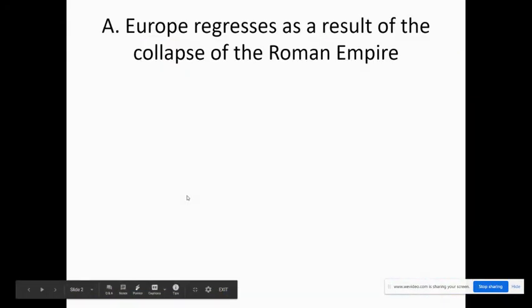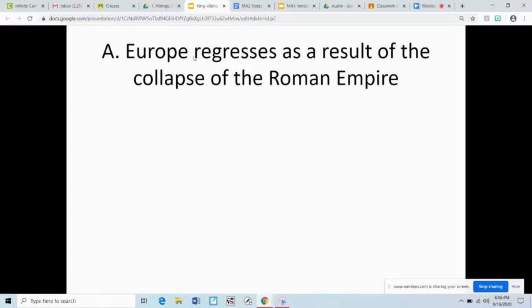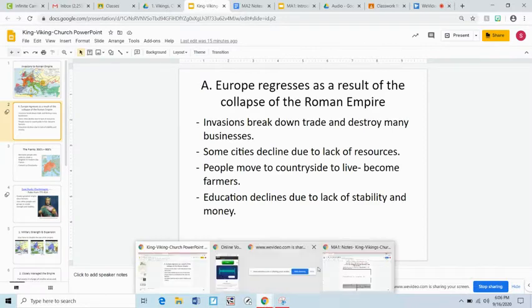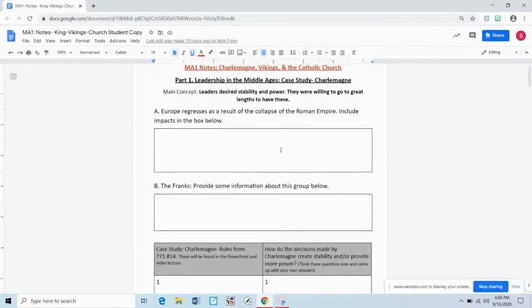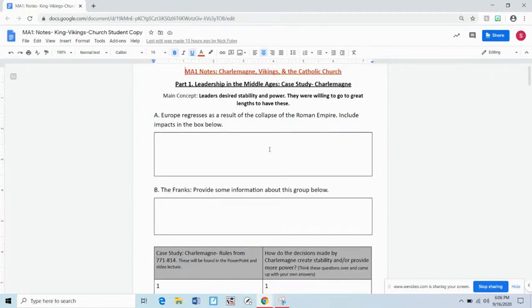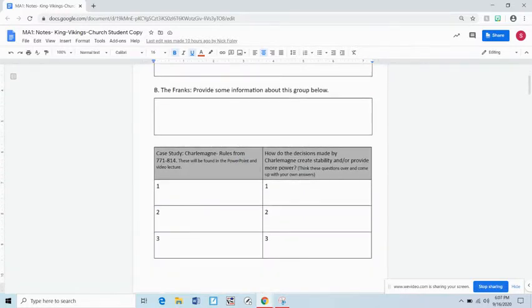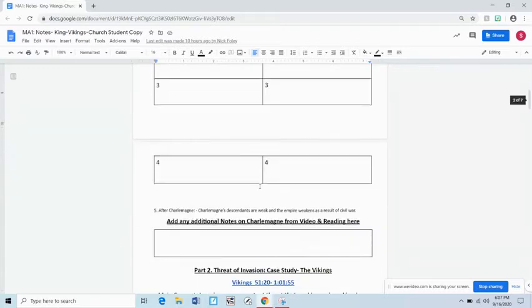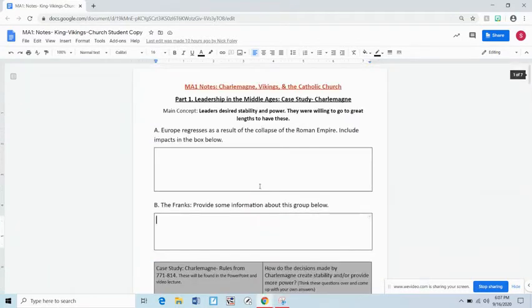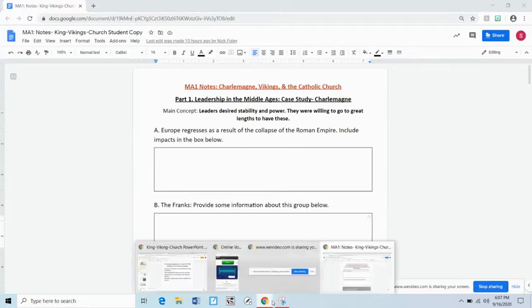All right, so Europe regresses as a result of the collapse of the Roman Empire. So you should, at this point, have your note packet ready to go, your online notes. This is what you should be looking at. So I need you to include impacts in this box below. And as I go along in this lecture, I encourage you to fill this out. You may have to go back or pause the video for some of these questions. Think these questions over and come up with your own answers. But a lot of the information that I'm talking about is going to be able to fill in these boxes today. Okay?